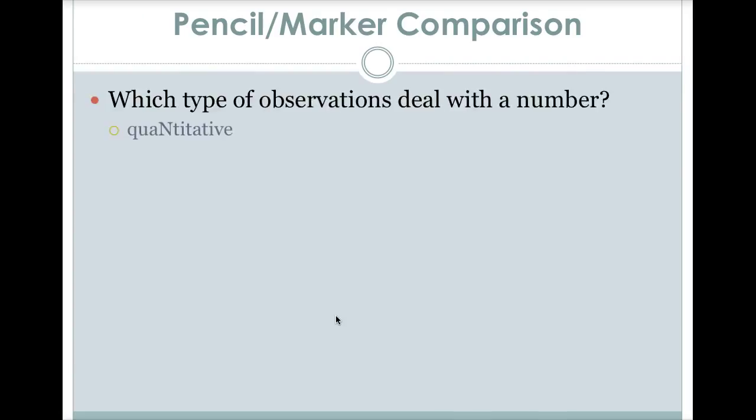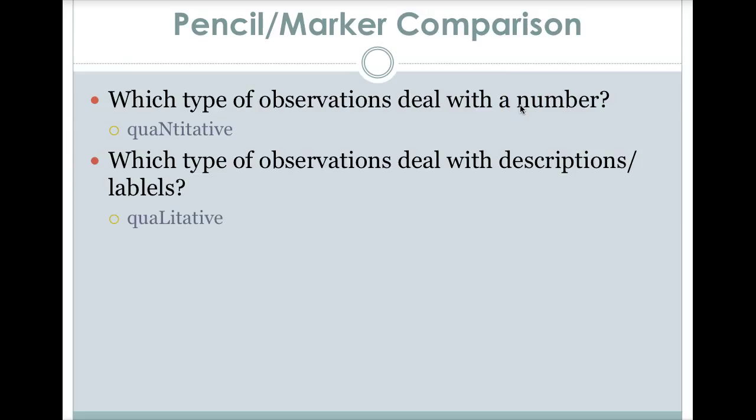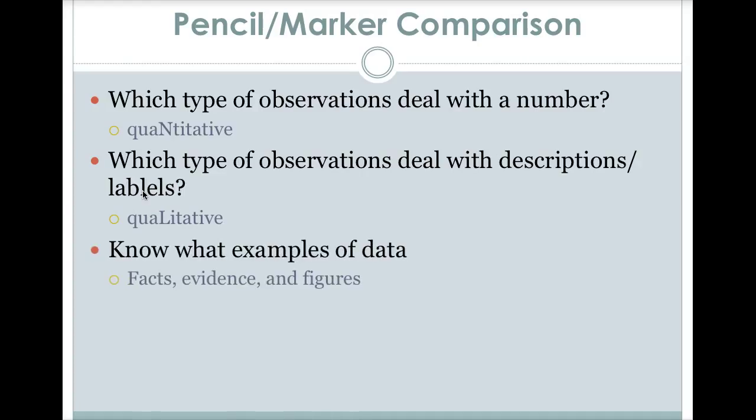Okay, next up, observations that deal with a number. And we talked about this in class, and I've highlighted the capital N here. Those are quantitative, N for quantitative and number. Qualitative, those are going to be labels, and we've got the L in here and the L in here. So we've misspelled this on purpose to emphasize the L there in the middle of each of them. Know what examples of data, those are going to be any facts, any evidence, and figures or numbers, of course.